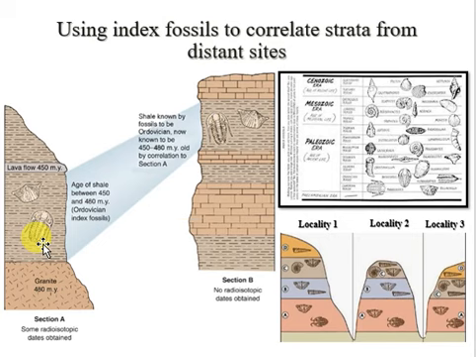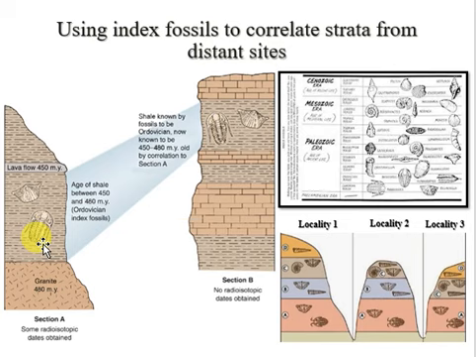Now, with these index fossils, you can actually determine that the age of the shale layer that they're contained within must be between 450 to 480 million years old, because that's the age of the Ordovician period. So that's how that works.